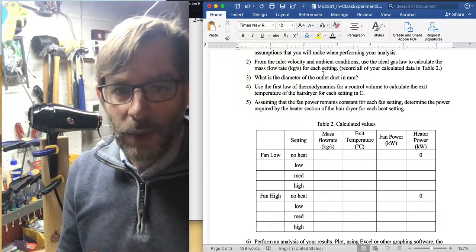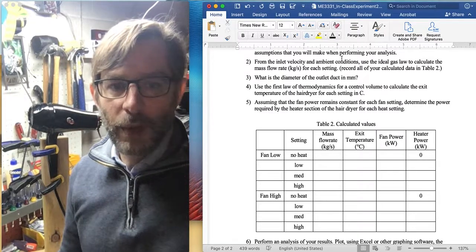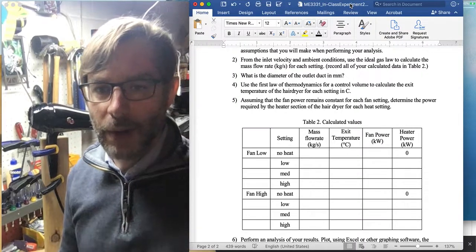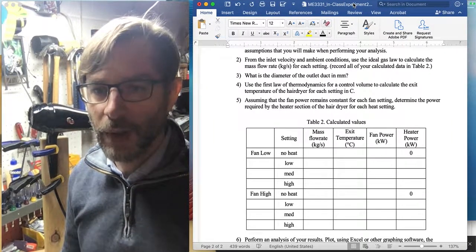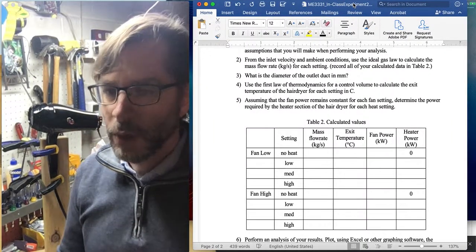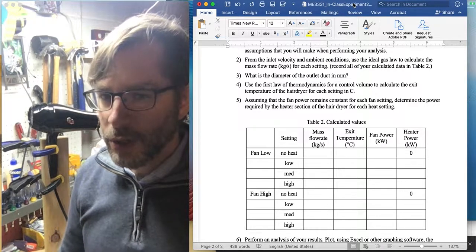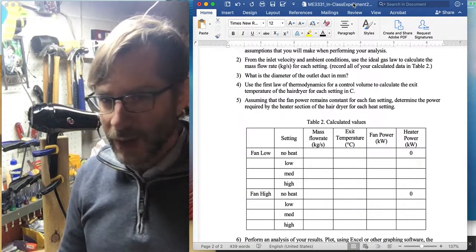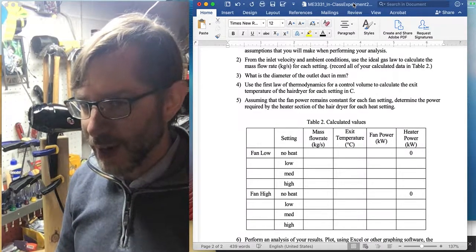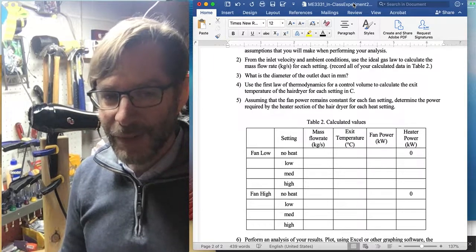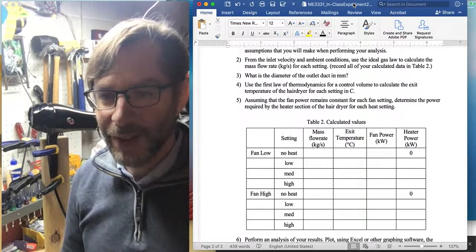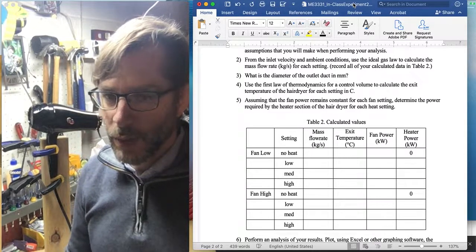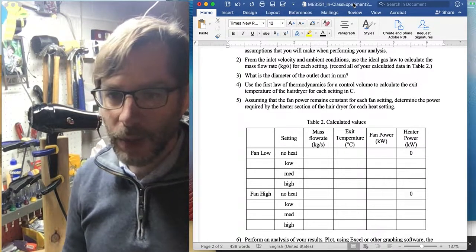Then you want to use the first law of thermodynamics for a control volume to calculate the exit temperature. So this is the main part. You're going to use the first law for a control volume in order to derive the exit temperature. If you're getting temperatures in the 200 degrees C range, there's a problem. Your temperatures are not going to be that high. So just be careful. Make sure you're using the right correction factor, especially on the velocity term. There's a 1000 in there, remember, that we did in our homework assignments.